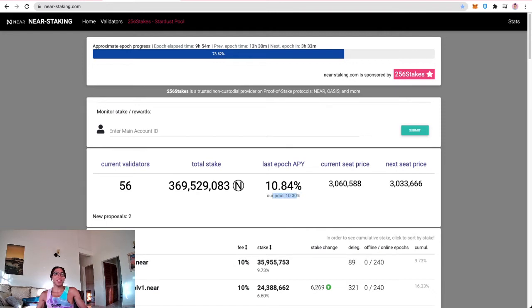This is the 256 stakes pool. They're earning 10.3%. So this seat price is how much NEAR is required to be a validator, and you can see that it's 3 million NEAR right now. NEAR is almost $3 US. It's like 280 or 270 last I checked. So that is like $8 million that is required.